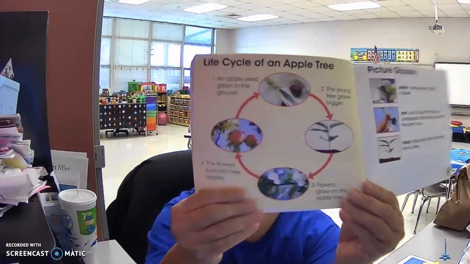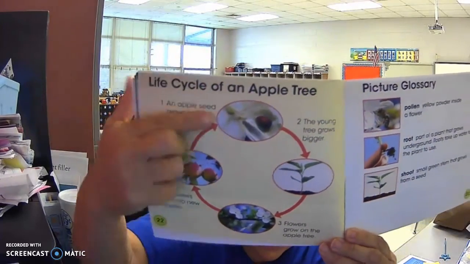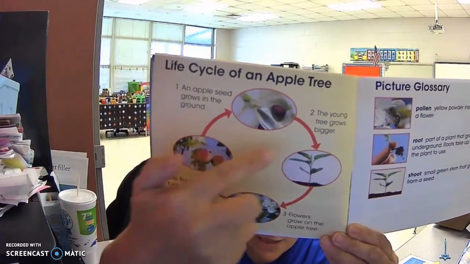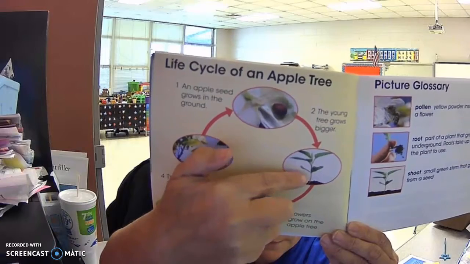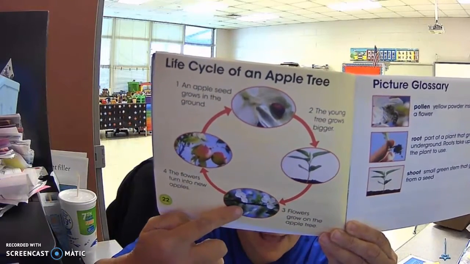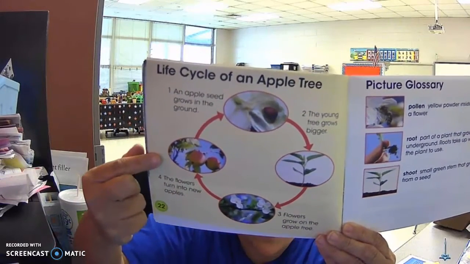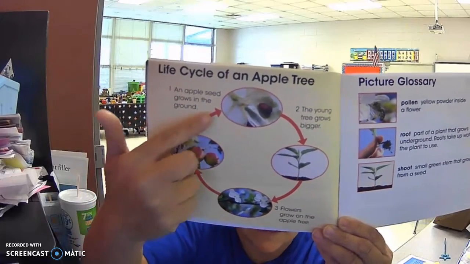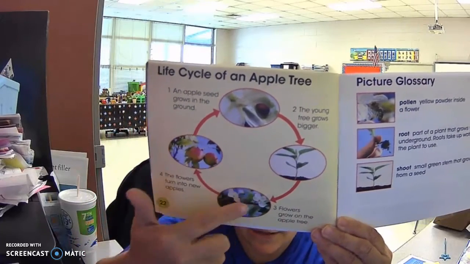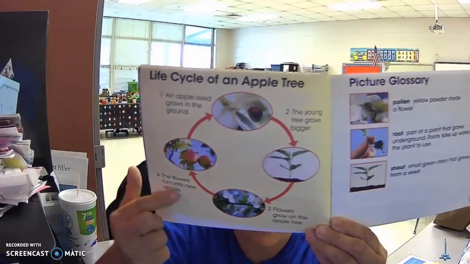Here is the life cycle of an apple tree. It starts with a seed. It goes to the shoot. It gets some flowers, and it grows some fruit. So seed, shoot, flower, fruit.